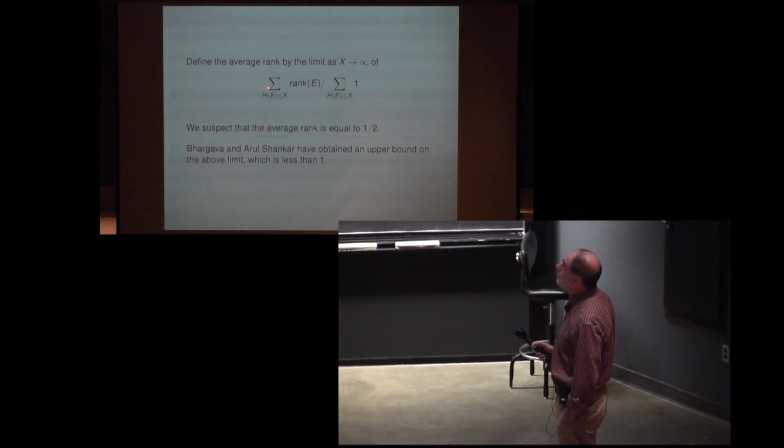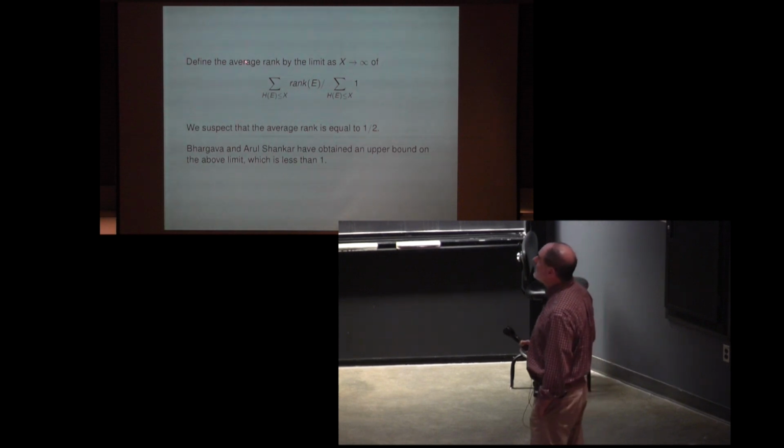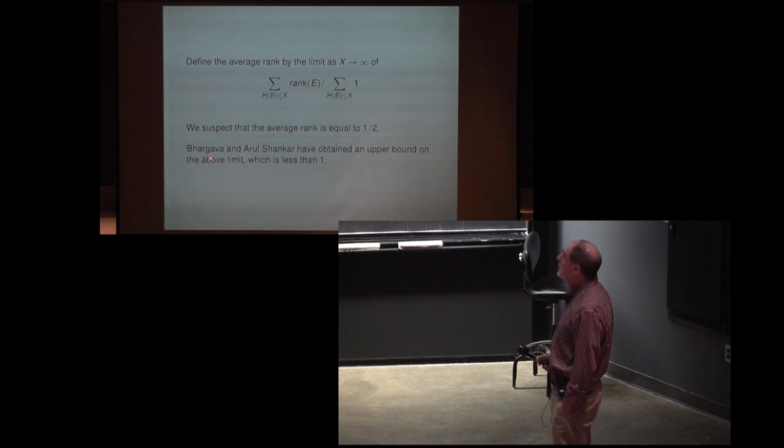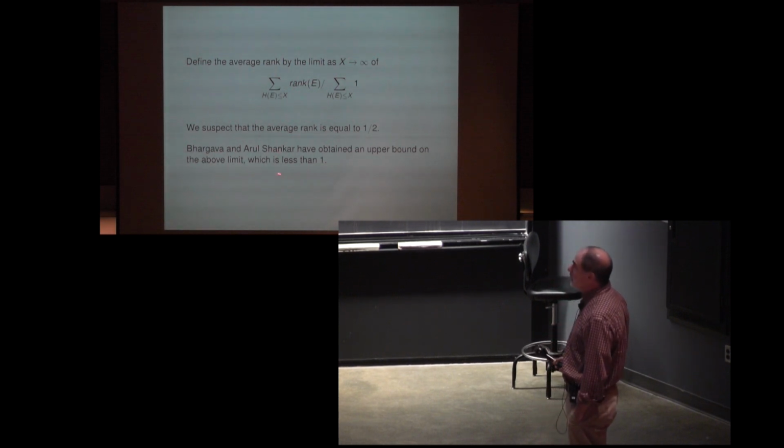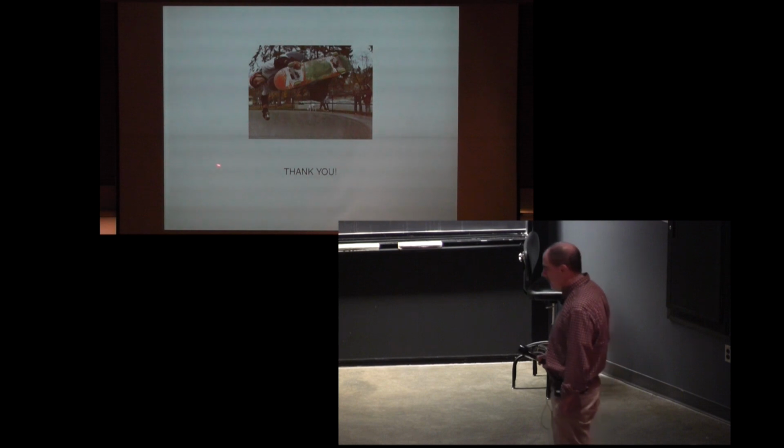The average rank is defined by summing over the curves of height less than x the rank, dividing by the number of curves of height less than x, and letting x go to infinity. If that limit exists, that's the average rank. We think it's equal to a half. No one can prove that, but he and Arul Shankar, his graduate student, have proved it's less than 1.